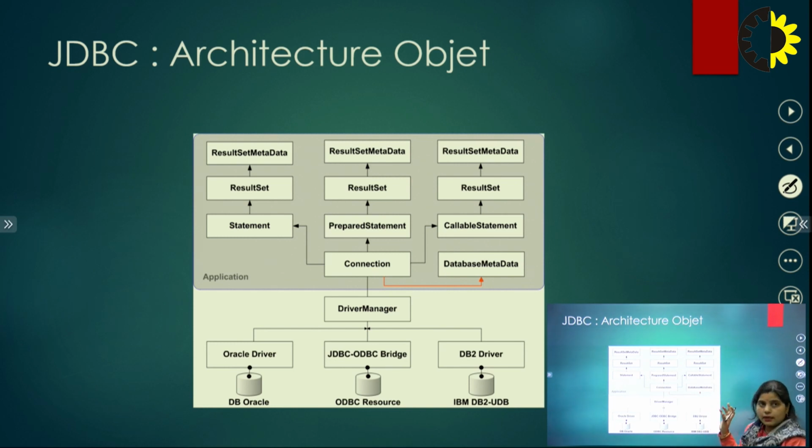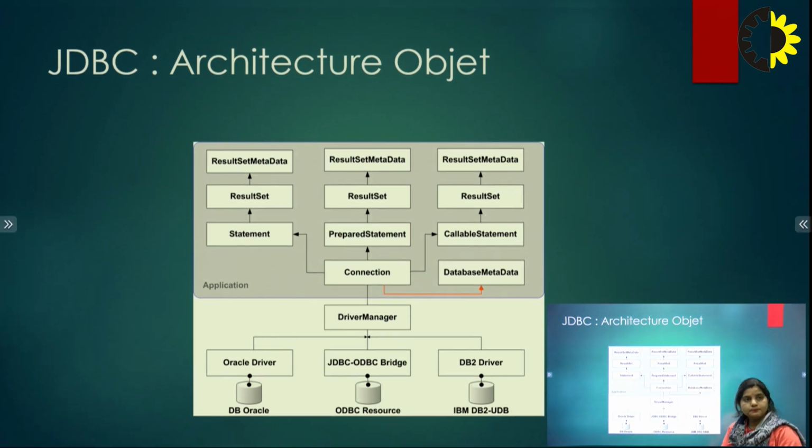Okay, then I will define how the connection driver implements the connectivity, how the ResultSet implements the queries, what the statements are, what the result sets are, what the metadata is, and how many kinds of statements you can have in JDBC. Basically, we have three kinds of statements in JDBC. First is Statement, second is PreparedStatement, and third is CallableStatement. Only these three statements are differentiated here. And this connection can also have database metadata.